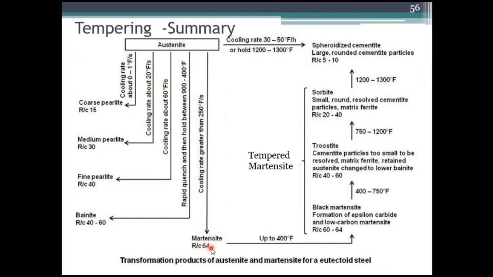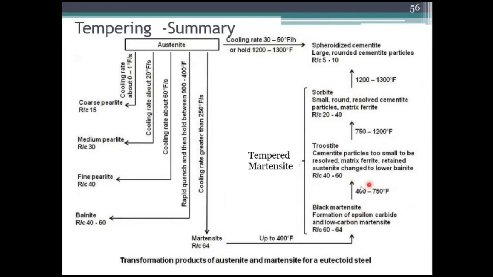This is what the main transformation structure is. When the cooling rate is 30 to 40 and it is held at 1200 to 1300, spheroidized cementite will be formed, where the RC value will be only 5 to 10. But sorbite or troostite or black martensite, as I told, comparatively will have a better hardness value than the other things.